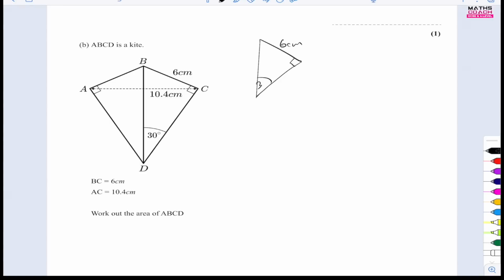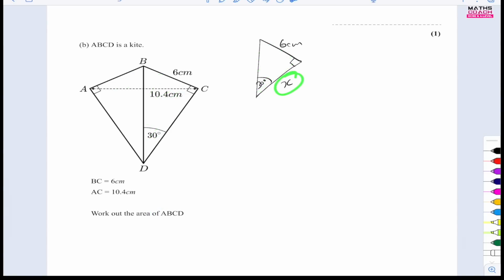This here is 30. Let's call this x because we want to know what the base is. So how do we find this x? If we have this length, we can do base times height divided by 2. Base is x, height is 6. It's a perpendicular height, so great. We can work out the area of this triangle right there, and then we can times it by 2 because this is identical. All right, and that will tell us the area of the full kite.